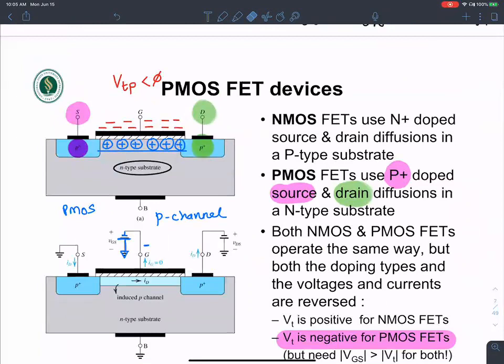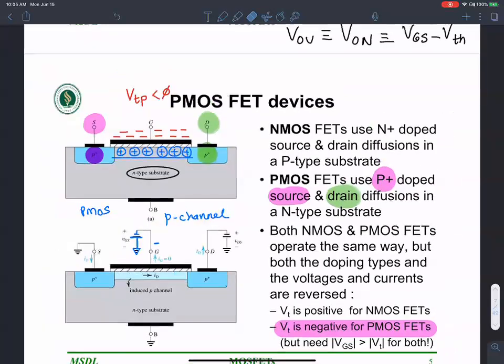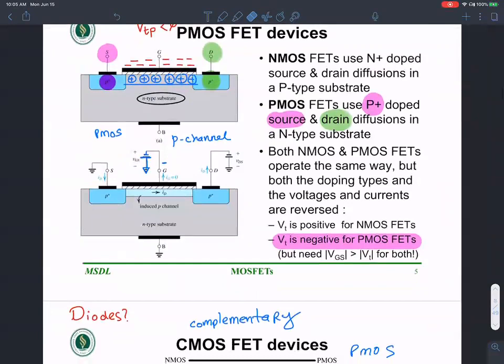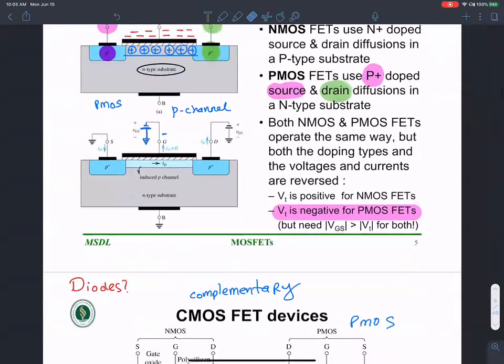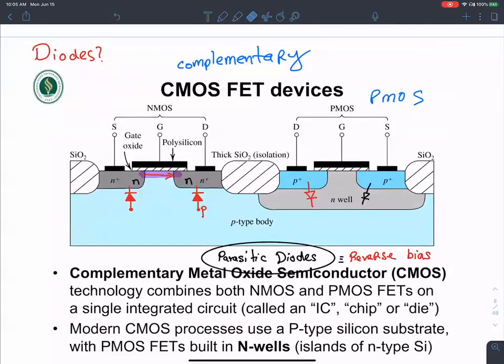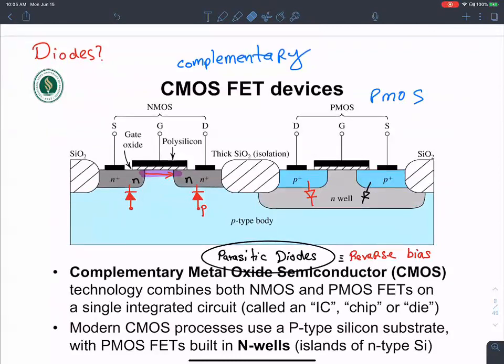A channel of positive holes is formed between the source and drain, and it is ready to turn on. It is ready to conduct current. Once there is enough potential on the source with respect to the drain, then there is a current flow. Then I talked about the idea of including both NMOS and PMOS transistors on the same wafer, leading to the complementary metal oxide logic, CMOS logic.